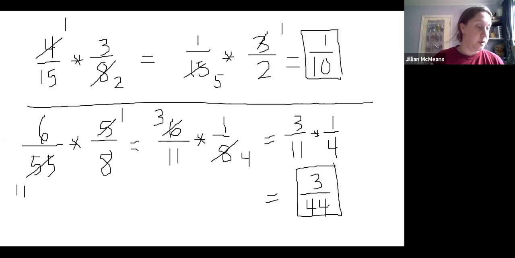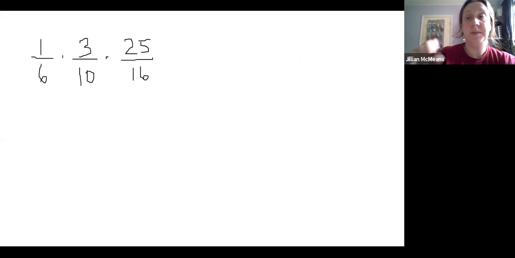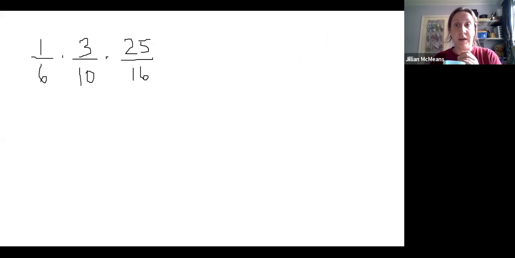Let's try another one. Let's say that I have 1/6 times 3/10 times 25/16. You will not always be asked to just multiply two numbers. You could multiply 3, 4, 5. You can multiply 15 numbers, okay? So let's go ahead and practice where we have 3 numbers.